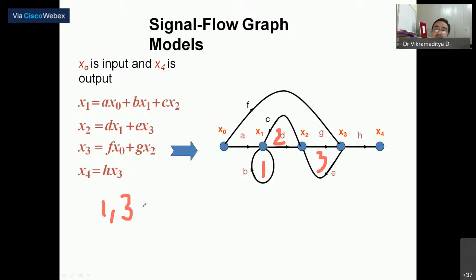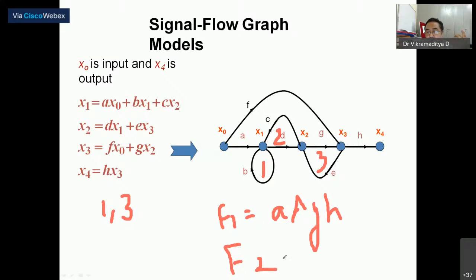Now, if I ask you the forward path gain of the first forward path, how much will it be? A multiplied by D multiplied by G multiplied by H. So the path gain of the first forward path, let's say it is F1, will be nothing but A, D, G and H. What is the path gain of the second forward path? It is F multiplied by H. Very good. FH.